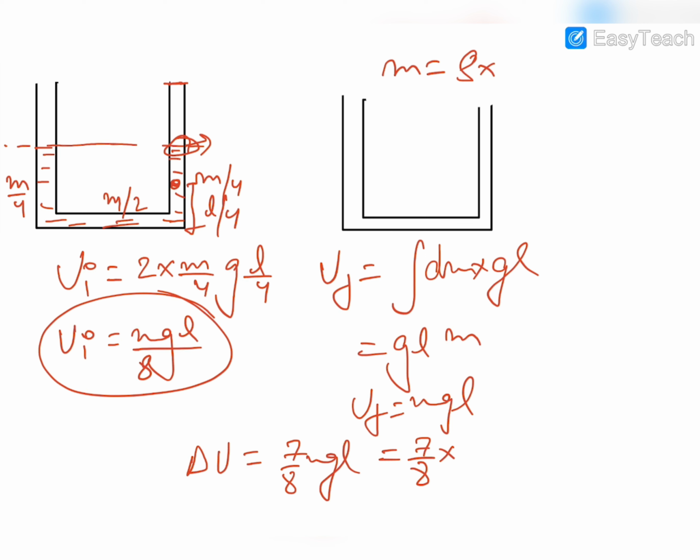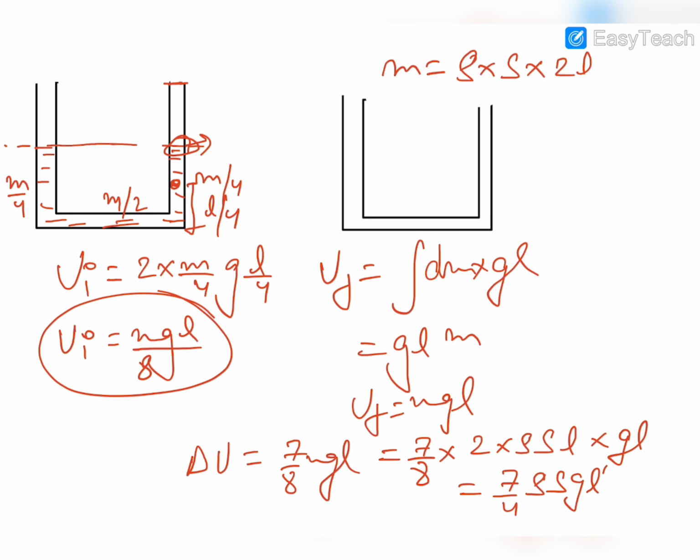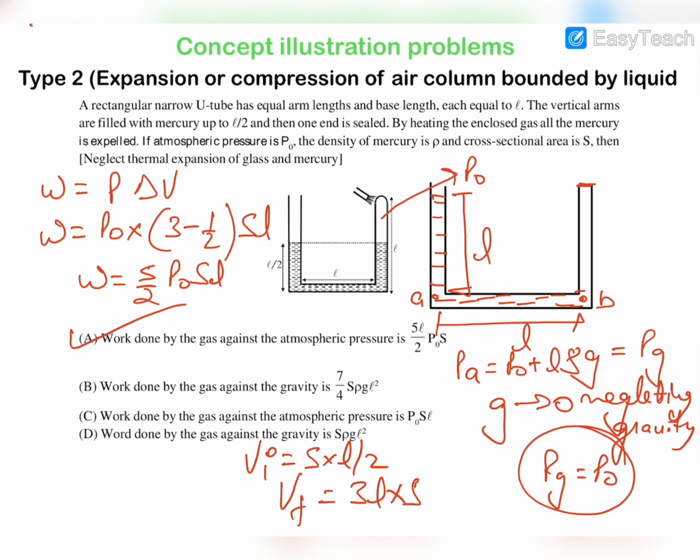And m will be the mass, and it would be equal to density into volume, and volume is area of cross section into total length of liquid in tube, which is 2L. So this is 2 into rho into S into L into g into L. So it is 7 by 4 rho S g L square. So work done against gravity is 7 by 4 rho S g L square, and work done against the atmospheric pressure is 5L by 2 P naught S. Now we move on to the next question.